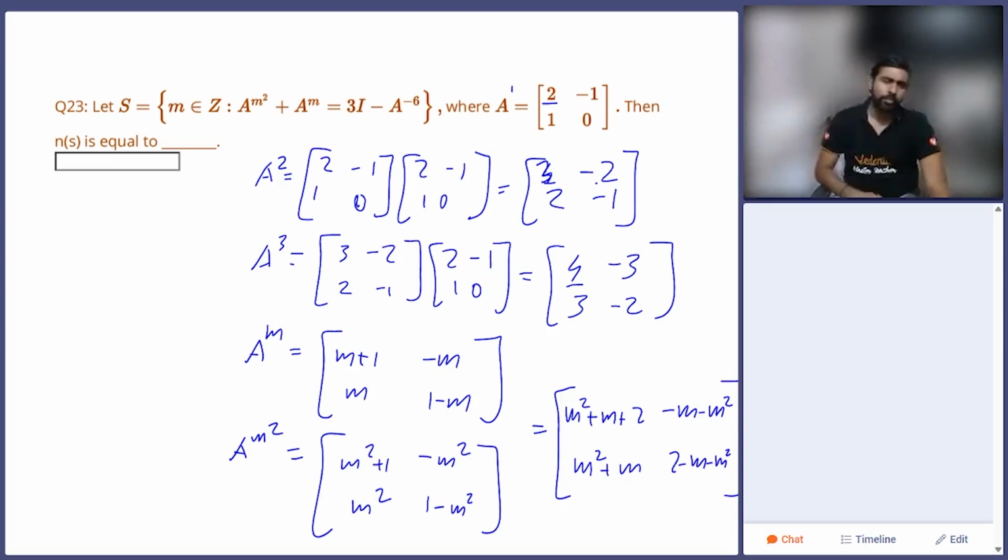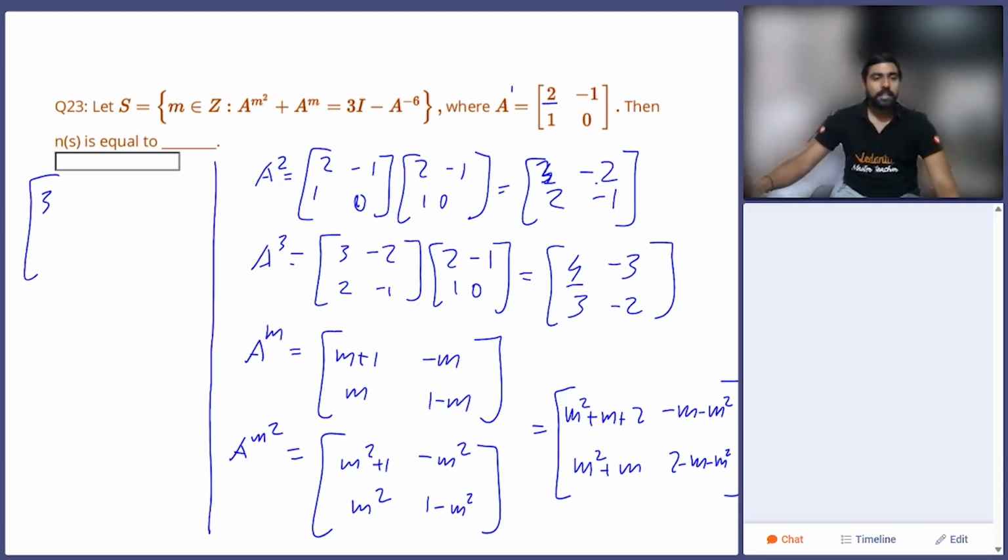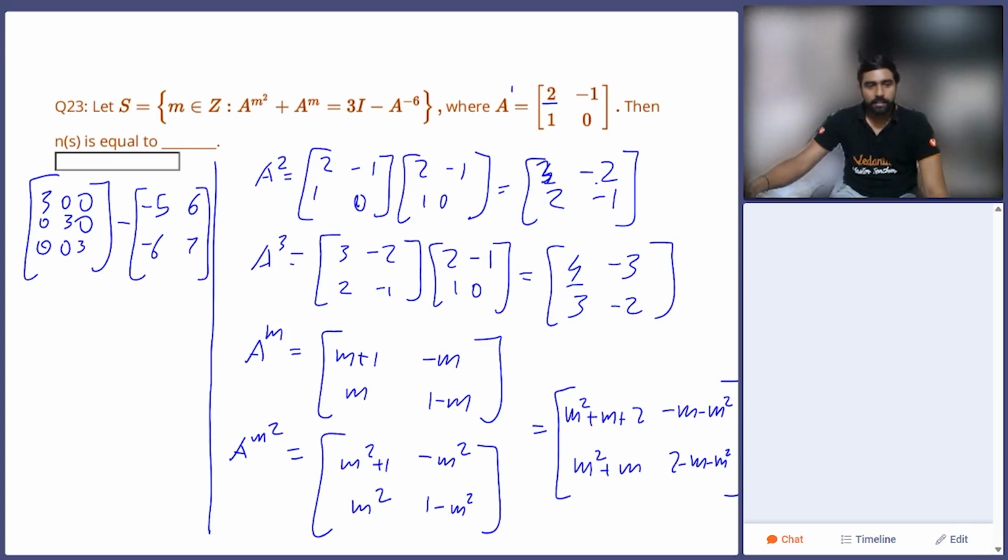Right, left hand side I have gotten. Now right hand side, what do I have? I have 3 identity. So that is 3 0 0 0 3 0 0 0 3 minus a power minus 6. I will replace minus 6 over here. So that's minus 5, 6, minus 6, and 1 minus of minus 6. That's 7 over here. Oh, why did I take a 3 by 3 matrix here? 2 by 2 matrix, right?